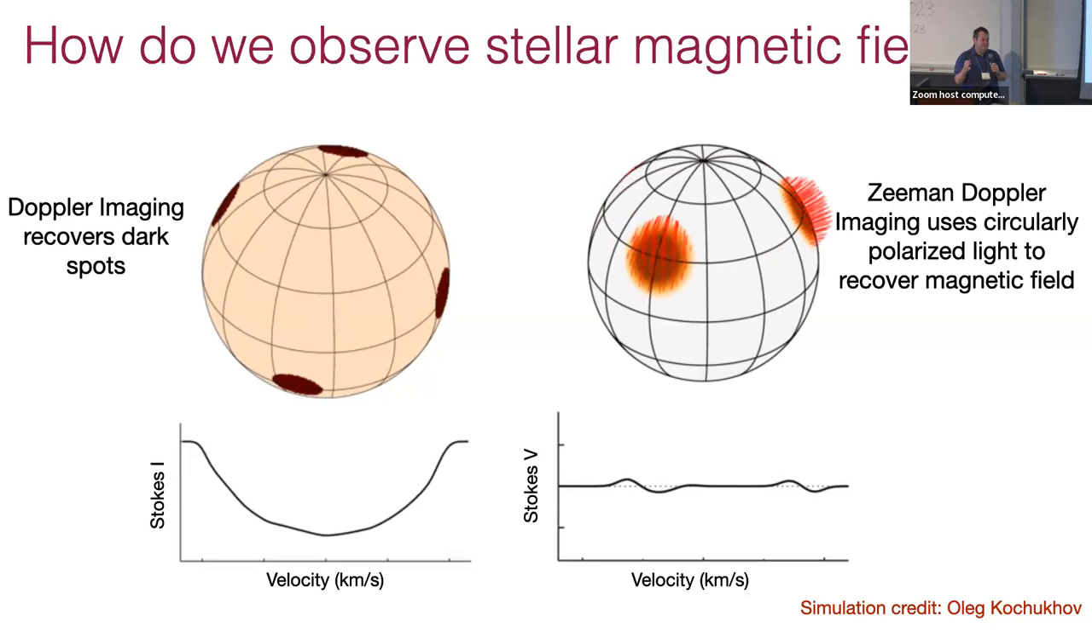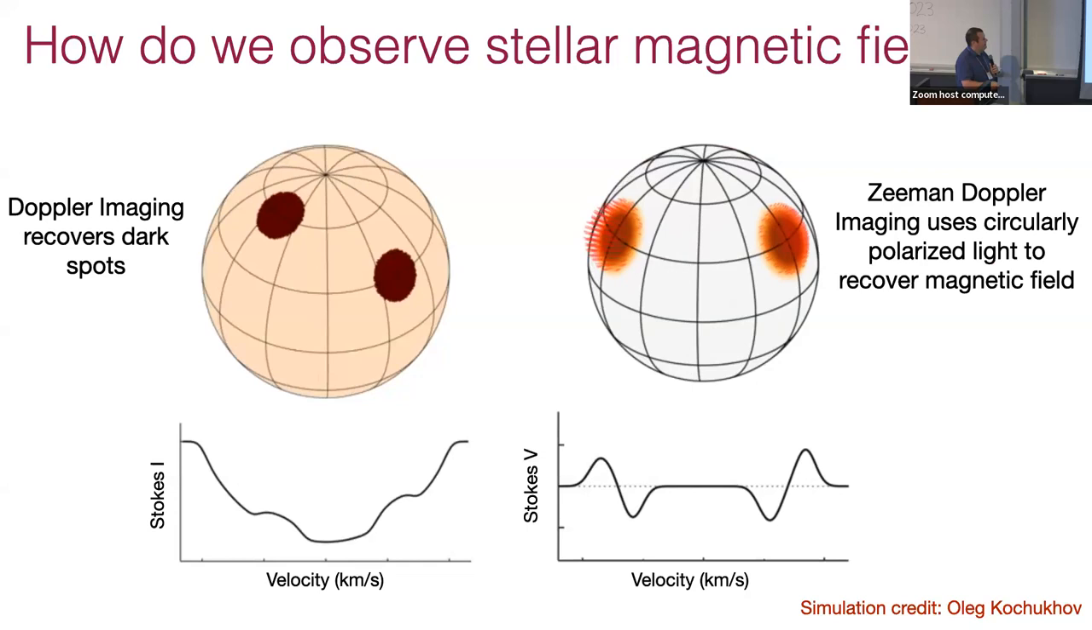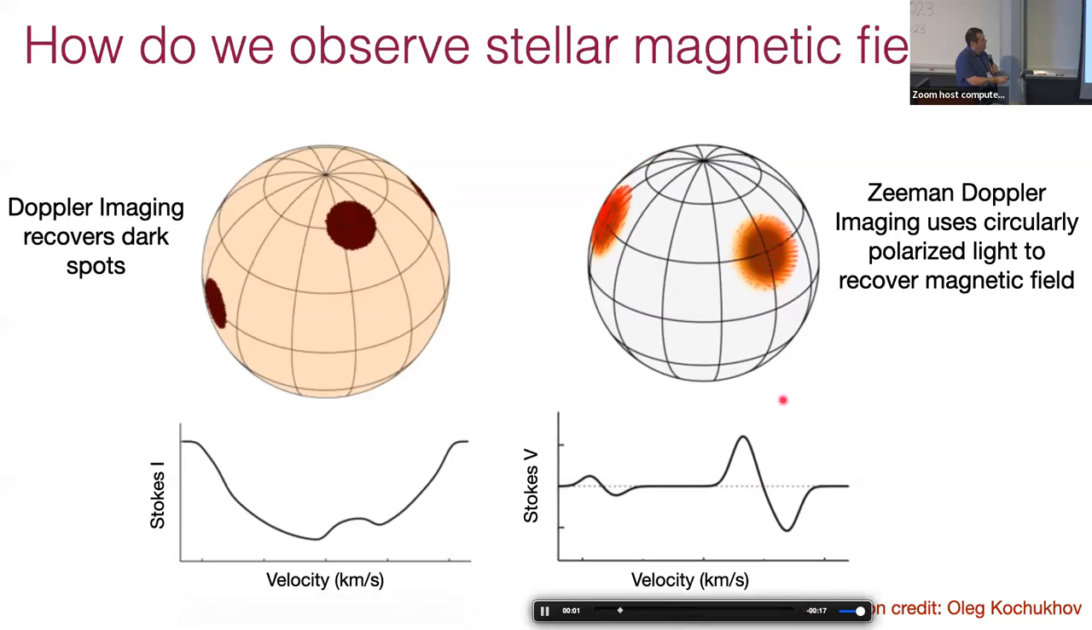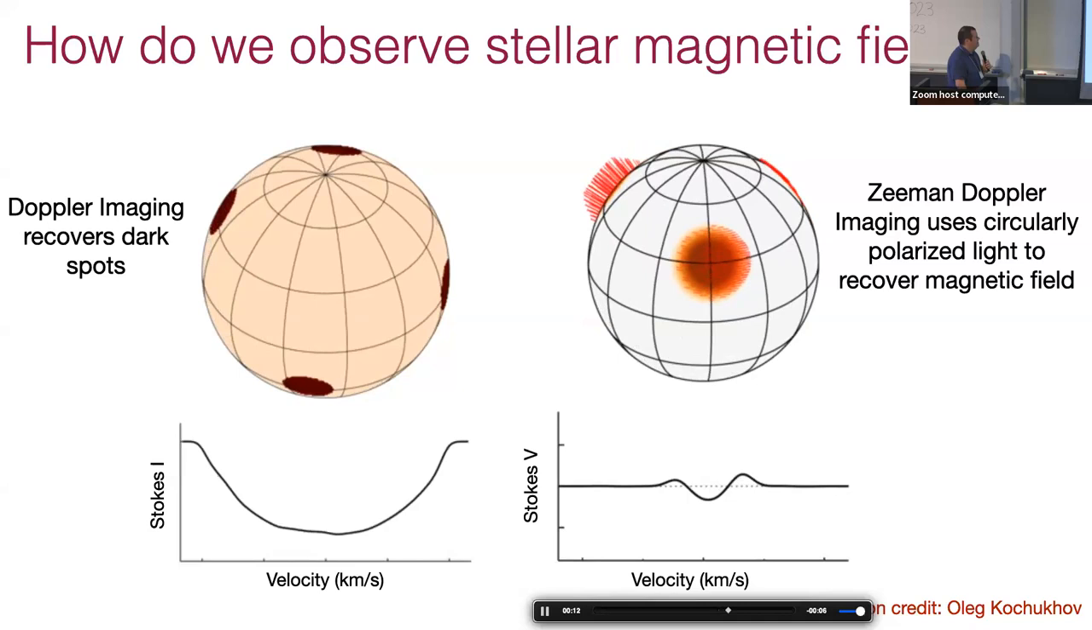And you can use the circularly polarized light to actually recover regions of the star that are radially emitting magnetic field or azimuthally emitting magnetic field. You can see here's a radial spot coming out here, and you see this beautiful Delta Scuti style feature here in the profile. And this enables us, when you couple those together, to recover what the surface of the magnetic field of the star is doing. So great, we have our stellar magnetic field.